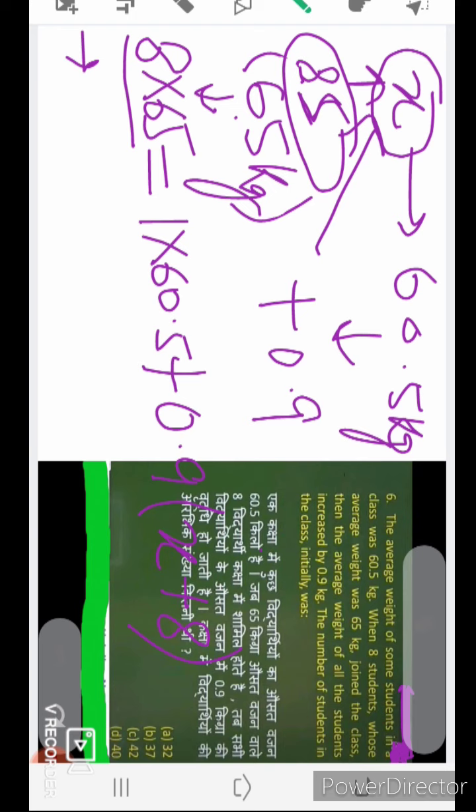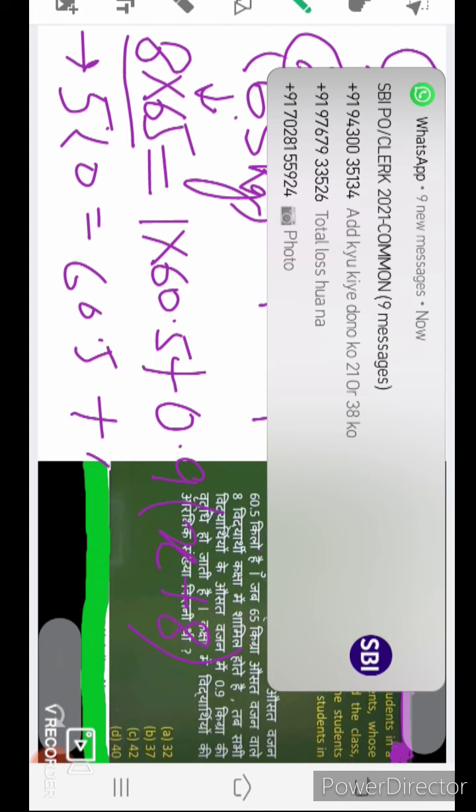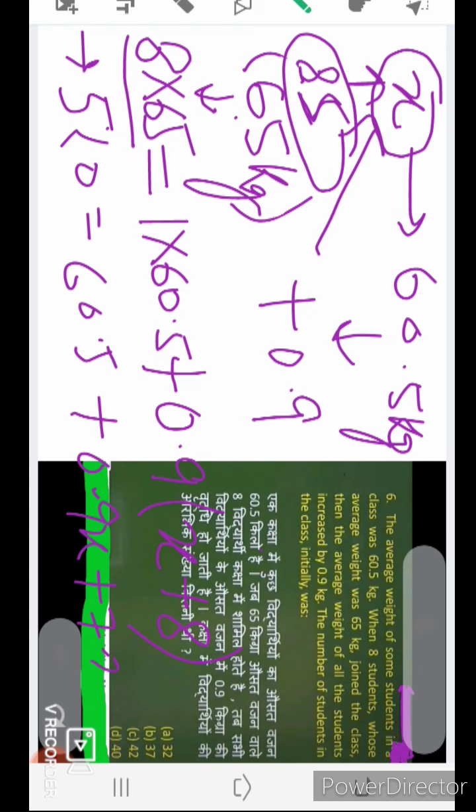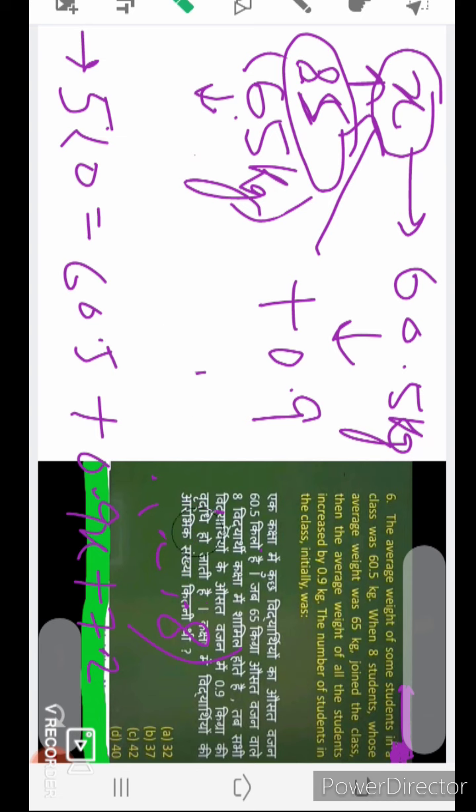So if you solve this, 65 into 8, 8 5s are 40, 8 6s are 48 plus 4, 520 is here. Okay, and this is 60.5. This is going to be 0.9x plus 7.2. 9 8s are 72. Okay, now for the space again I have to rub this one. Wait. Okay, now solve this. 520 is equal to 60.5.